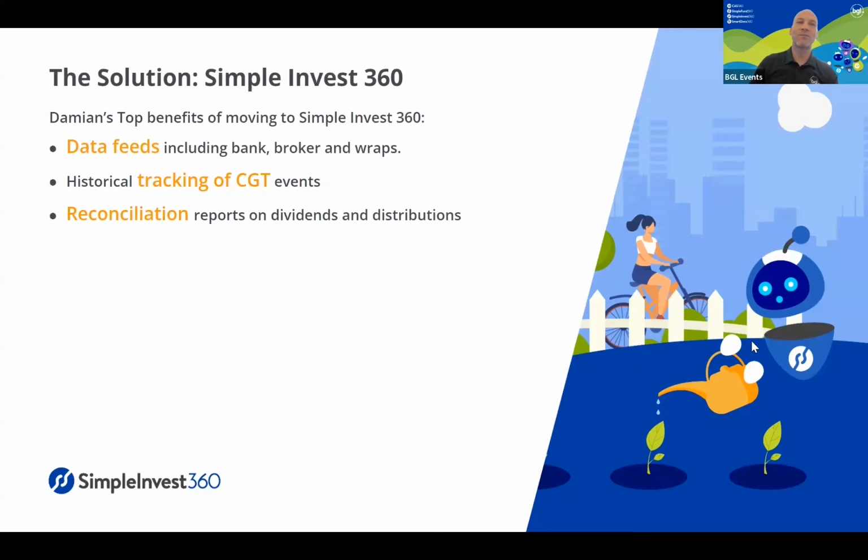So what's the solution? The solution for him is to move to Simple Invest 360. Damien's top benefits of moving to Simple Invest 360 are the data feeds. So you can get all that data coming in automatically from banks, brokers, and wraps. Of course, keeping track of historical tracking of CGT events and all that tax deferred that goes along with it. And then reconciliation reports, Damien pointed out, as far as being reconciled, what's been received for dividends and distributions.